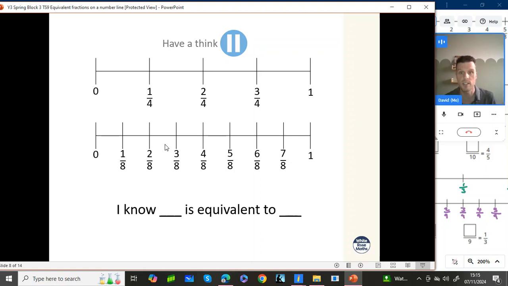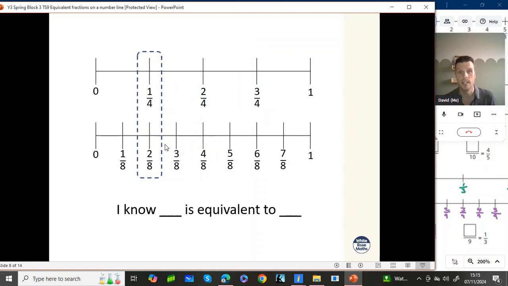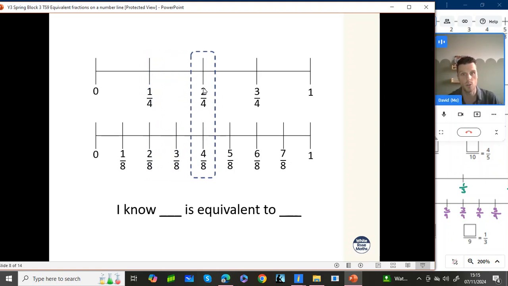So I know that a quarter is equivalent to 2/8 because they're directly underneath. 2/4 is equivalent to 4/8.